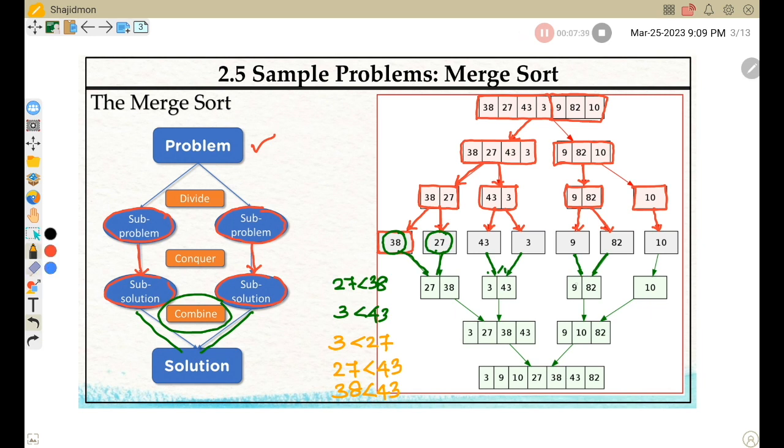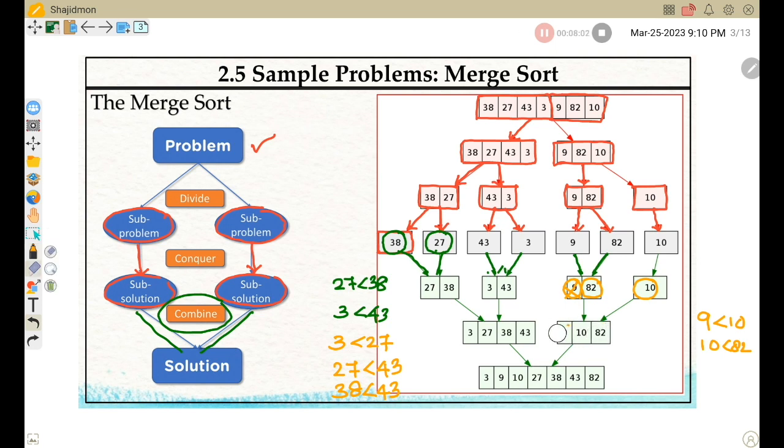What we are doing is just comparing 9 and 10 here. 9 is less than 10, so 9 is the smallest number. Its sorted number will come first, the smallest one. So 9 is done. After that, 82 and 10 we will compare. 10 is less than 82, correct? So 10 will come second, then 82. So we will get a sorted list here.